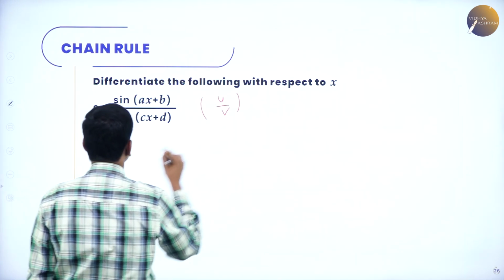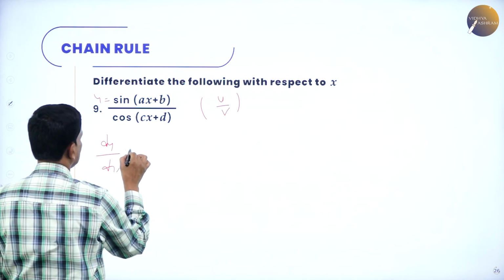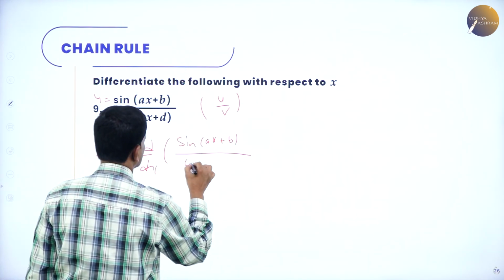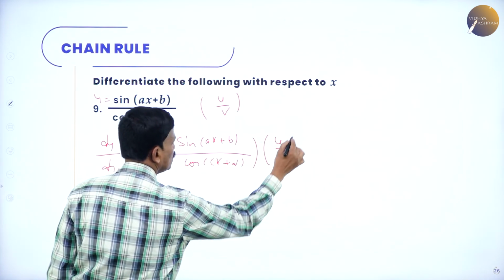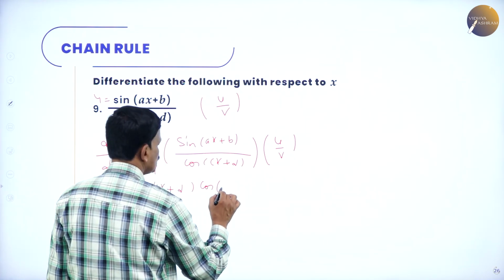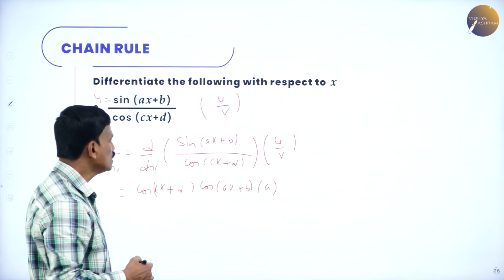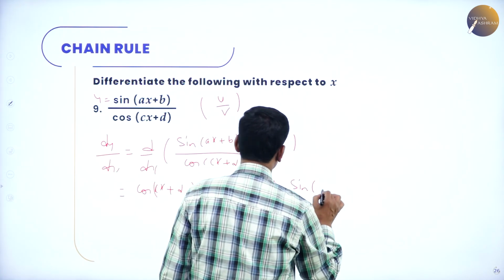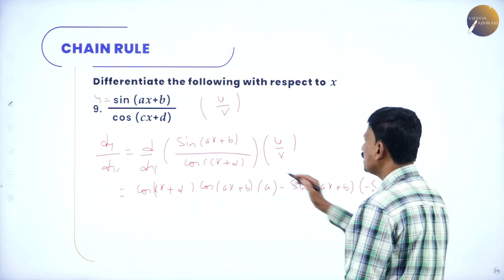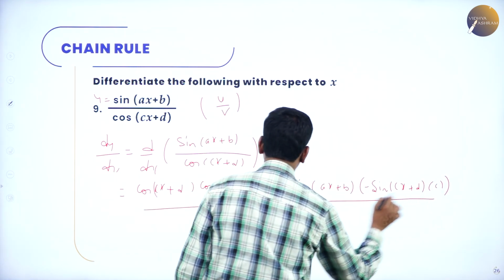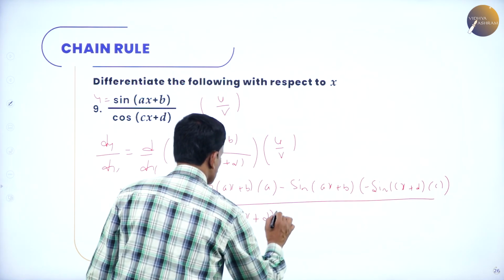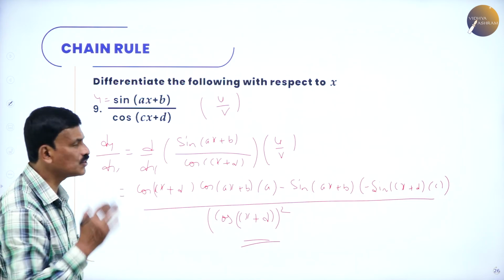Now let us come to the next problem. This is u by v, quotient rule. So if we call this y, dy/dx is equal to d/dx of sin of ax plus b divided by cos of cx plus d. This is of the form u by v. Denominator cos of cx plus d, denominator into differentiation of numerator. Sin is cos ax plus b into differentiation of ax plus b, which is a, minus numerator sin of ax plus b into differentiation of denominator, cos, which is minus sin cx plus d, into differentiation of cx plus d, which is c, divided by the denominator square, that is cos of cx plus d whole square. That's it. If you want, you can simplify. This is how we are going to apply the u by v method.